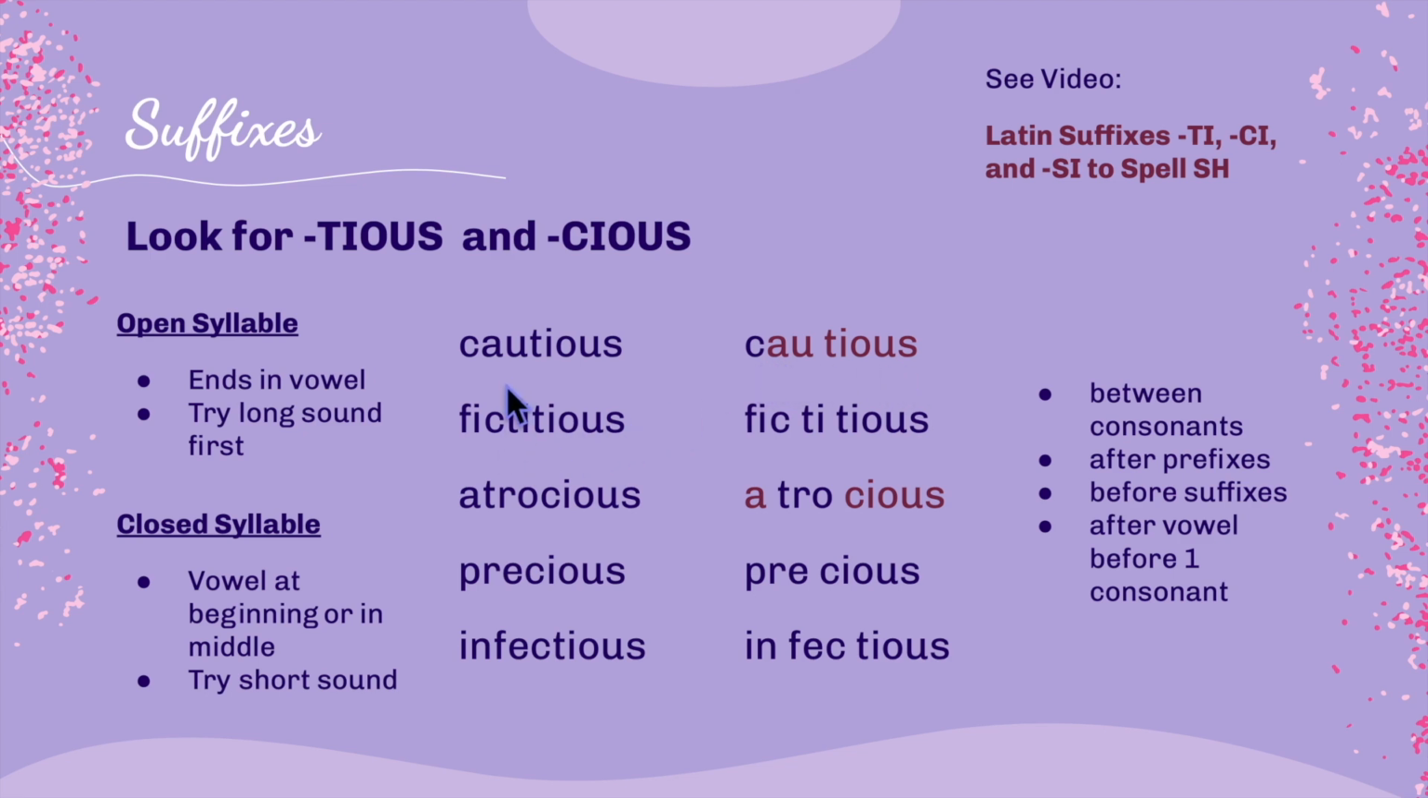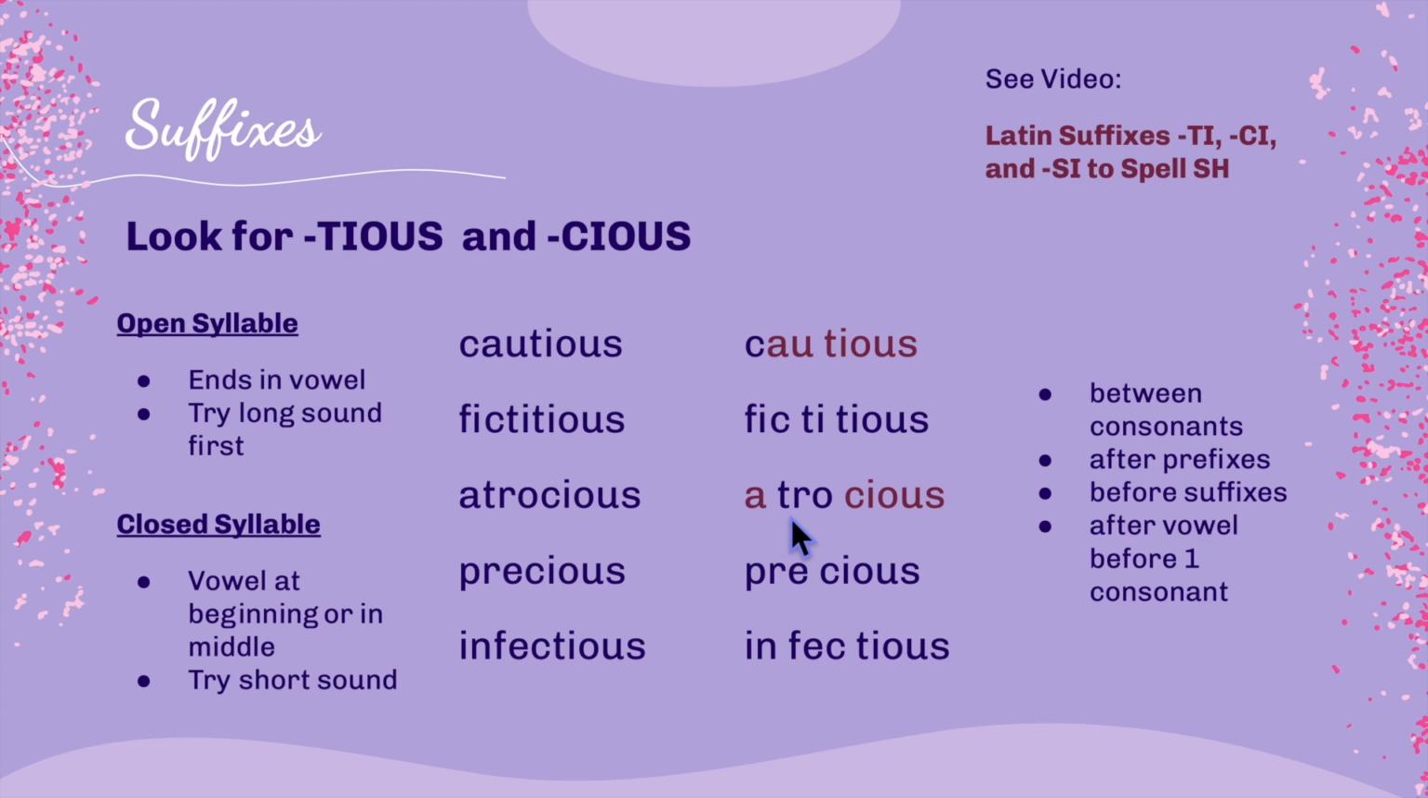Right here we want to divide between two consonants and after a vowel before another consonant or before the suffix. This syllable has a vowel in the middle, which means it's closed, so we try the vowel's short sound. This is an open syllable with a vowel at the end, so we try the long sound first. Fictitious. I don't recognize that word, so now we will switch from the long sound to the short sound. Fictitious. That's a word, so we keep that.